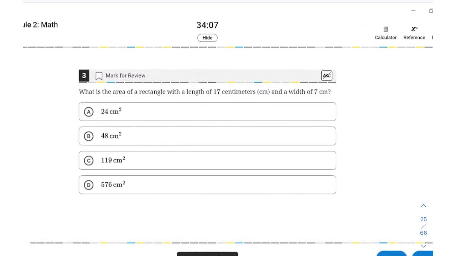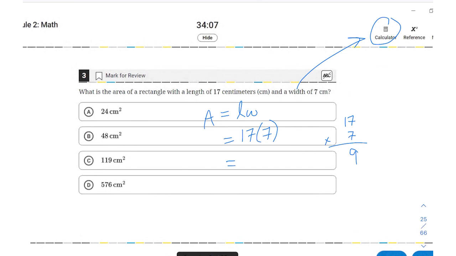For number 3, what is the area of a rectangle with a length of 17 centimeters and a width of 7 centimeters? Your area of a rectangle is just going to be length times width, and we multiply those two values, 17 times 7. Here we could go up in the corner and use the calculator to assist us. But I'll show you a fun trick: even without getting the exact answer, we know that because 7 times 7 is 49, that last digit has to be a 9.